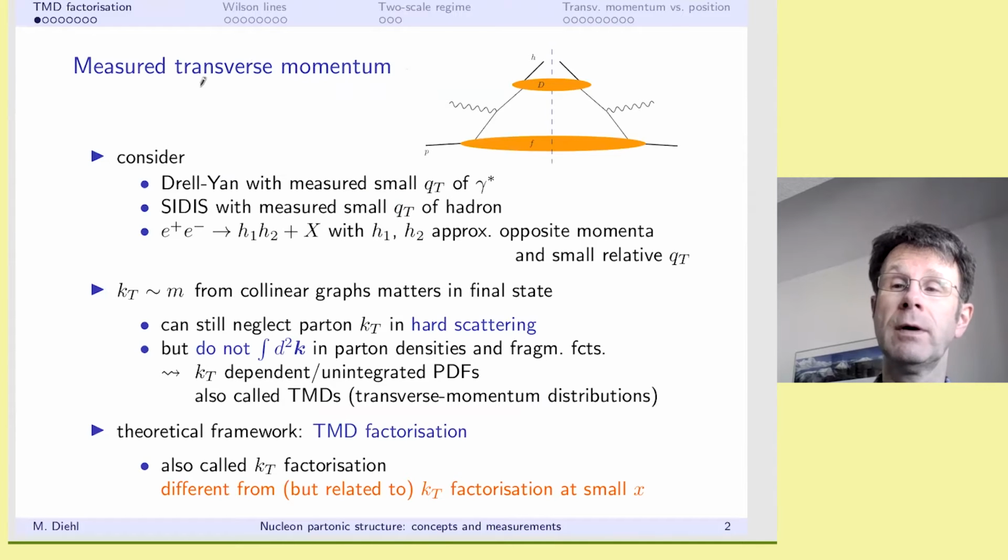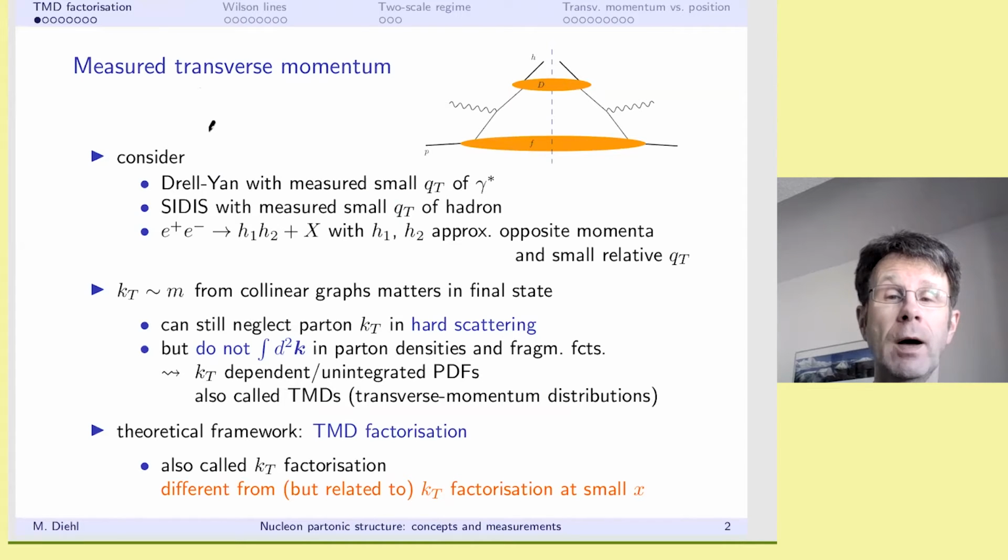And that is important in processes where the transverse momentum of produced particles is measured. One example is the Drell-Yan process, where one measures the transverse momentum of the produced virtual photon. Of course, that is measured by the sum of transverse momenta of the two leptons it decays into. What I will focus on for the moment is the case where that measured transverse momentum is small compared with the large scale in the process, which is set by the virtuality of the boson.